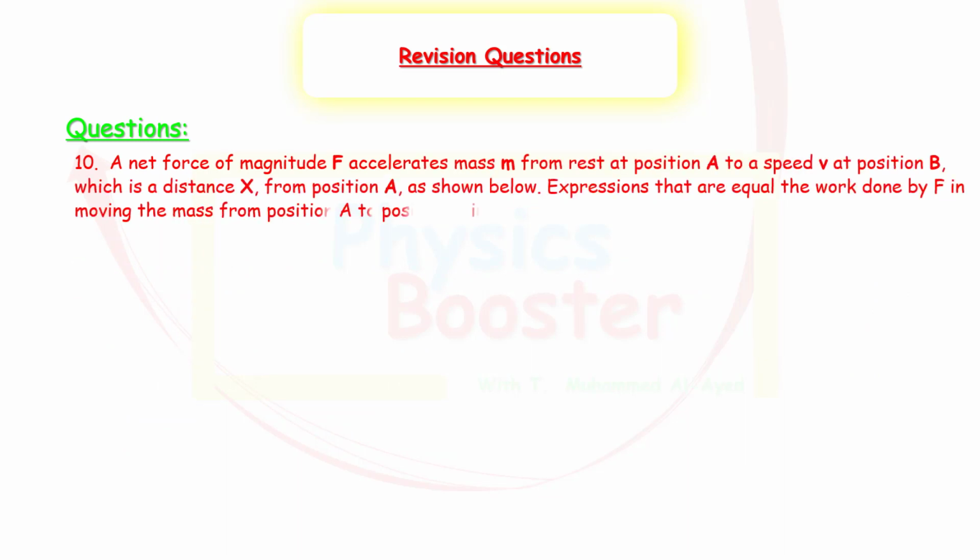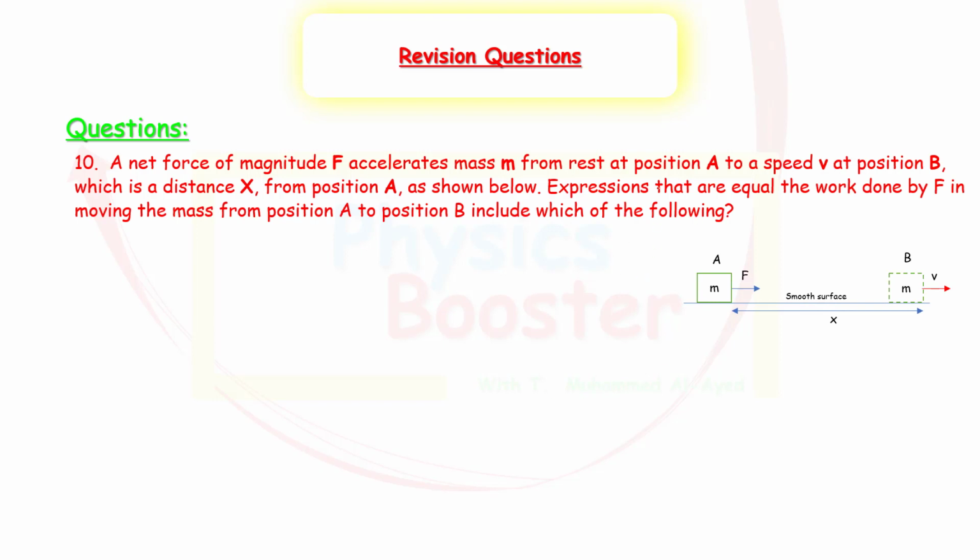Next question. A net force of magnitude F accelerates a mass m from a rest point at A to a speed v at B. So simply we have an object at location A, and we have the object at location B. We have a force F that is pushing the mass m, and when it pushes it, it gives it a velocity or a speed. So in other words, this work, which is the force multiplied by distance, is transforming into kinetic energy, which is equal to half mv squared.